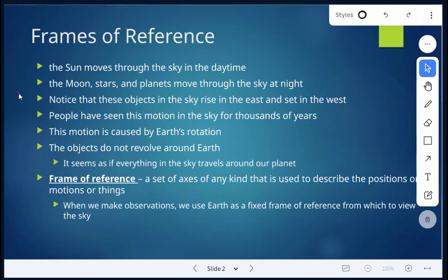And people have been seeing this motion in the sky for thousands of years. So we know that this motion is caused by Earth's rotation. We know that the objects do not revolve around Earth. It seems that way. It seems as if everything in the sky travels around our planet. So a frame of reference is just a set of axes of any kind that is used to describe the positions or motions of things. So when we make observations, we use Earth as a fixed frame of reference from which to view the sky.